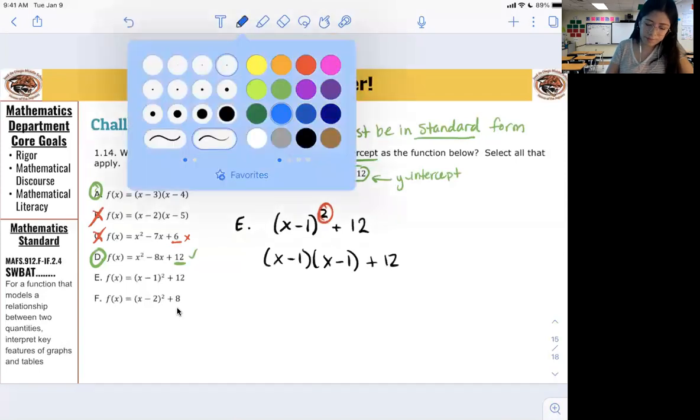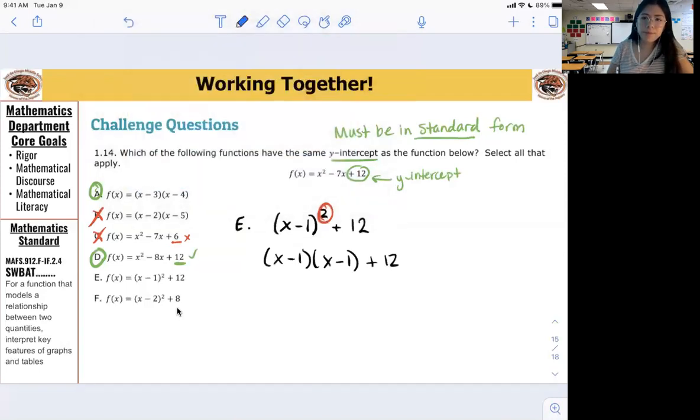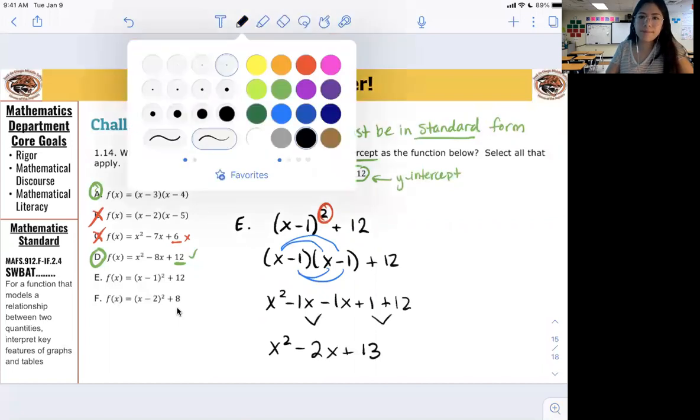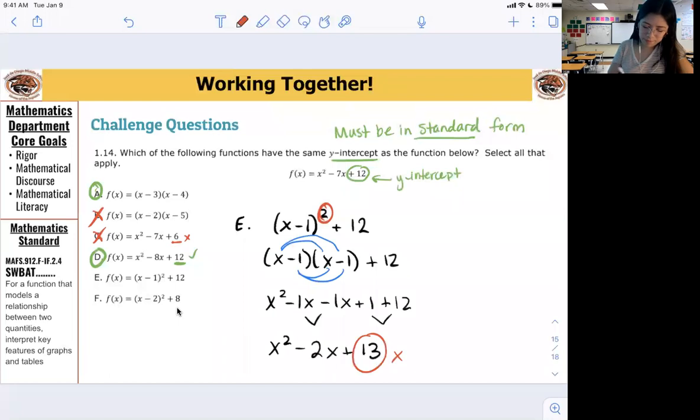Now what can I do? Distribute. Not just distribute, what's it called? FOIL. Now we can FOIL, yeah. So I would get x squared minus 1x minus 1x. Negative 1 times negative 1, positive 1. Bring down my 12 and combine like terms. So I got x squared minus 2x, 1 plus 12, 13. Does this have the right y-intercept? No. So it's not E.